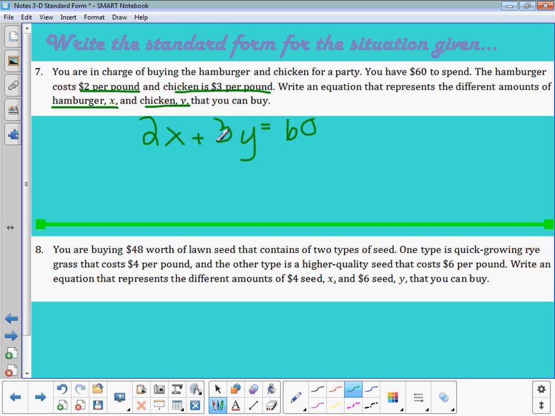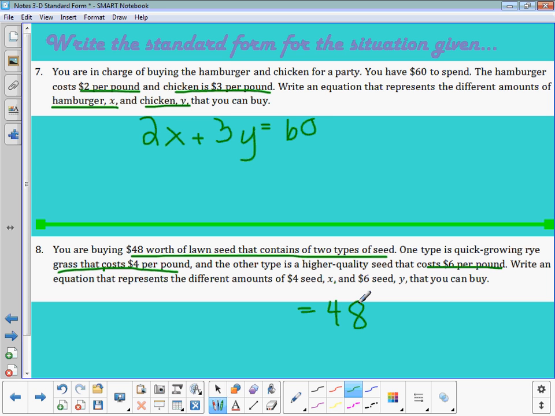You are buying $48 worth of lawn seed that contains 2 types of seeds. One type is quick-growing ryegrass that costs $4 per pound. The other type is higher quality seed that costs $6 per pound. Write an equation that represents the different amount of $4 seed X and $6 seed Y that you could buy. So again, it assigns it. So we're going to just go ahead and assume that we're going to spend the full $48. So whatever amount of money we spend, we want it to be $48.